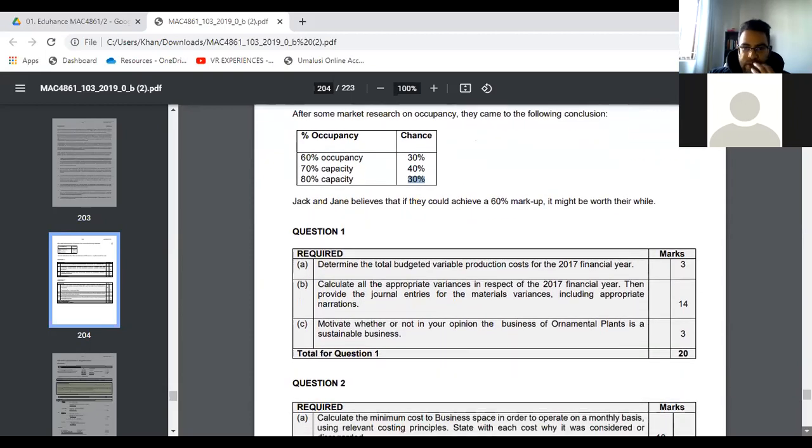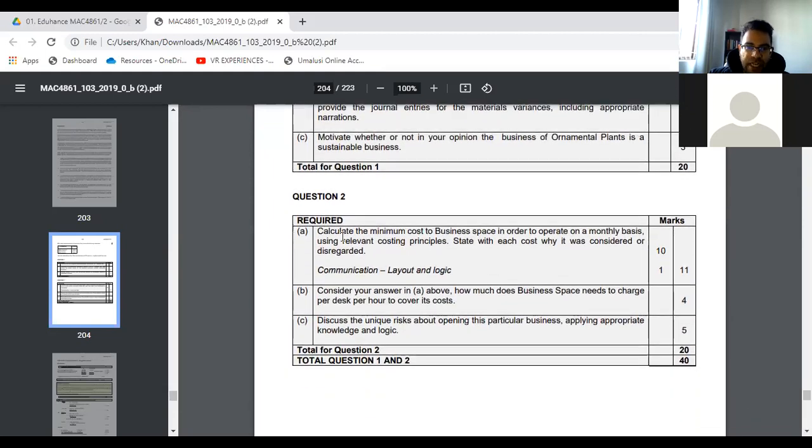Okay, so let's deal with part two. I'm only going to do A and B. Let's start with A first. They're saying calculate the minimum costs to business space in order to operate on a monthly basis using relevant costing principles. State with each cost why it was considered or disregarded.